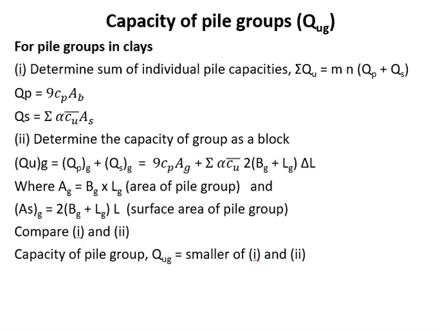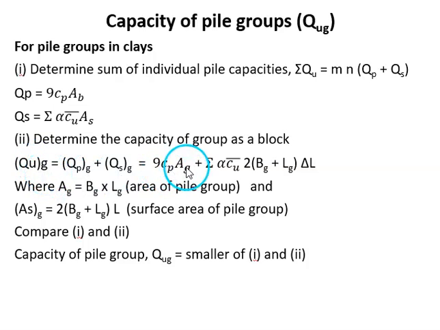Capacity of pile groups. In case of clayey soil, to estimate the capacity of pile group, we have to consider two criteria. One is individual pile failure and the other one is block failure. By calculating the sum of capacities of individual piles, we can find the capacity of the pile group based on individual pile failure. And to find the group capacity based on block failure, we have to consider the pile group as a single block and then estimate the capacity of the group.